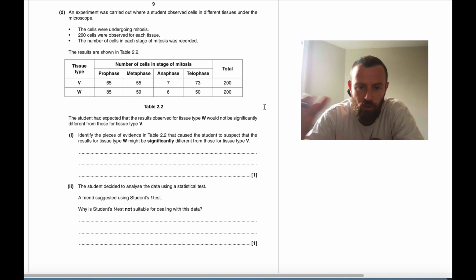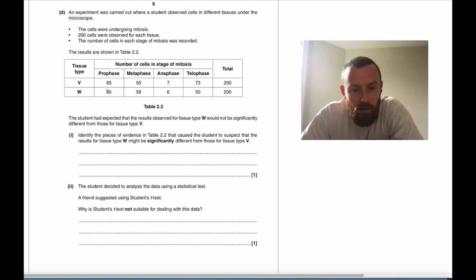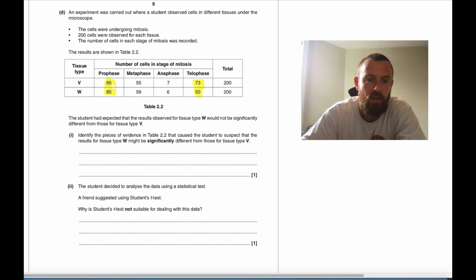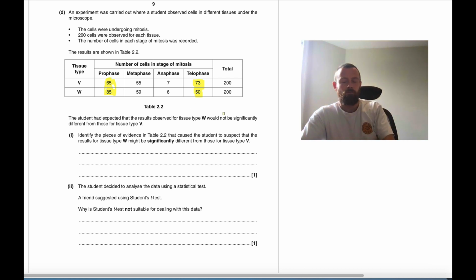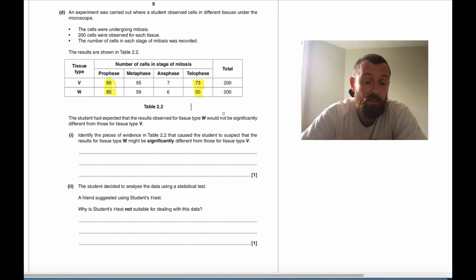So we're basically just spotting the difference here. What is significantly different? I would say, this here, prophase, W looks like it's got more time in prophase. These are pretty close. These are pretty close. And then this is also different. So V appears to be spending more of its time in telophase, whereas W is spending more of its time in prophase. And that's going to provoke interest and thinking about whether this is really different. Is it a significant difference?